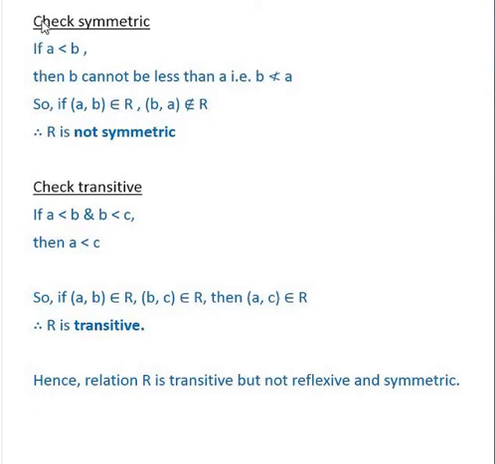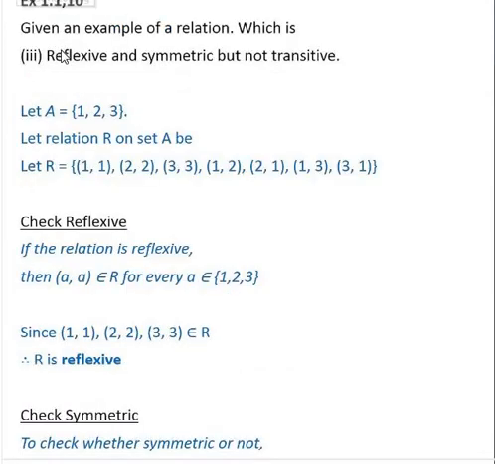Let us move on to the next sum. Same exercise, sub question number 3. Now we will find a relation which is reflexive and symmetric but not transitive. So let A equal {1, 2, 3}. Whenever you want to find some relation, you have two ways. Either you write down in listing method, you simply write a few ordered pairs which satisfy our condition, or else you can give the generalization that we did in the previous sum, that a is less than b. So here we are taking our R in listing form.